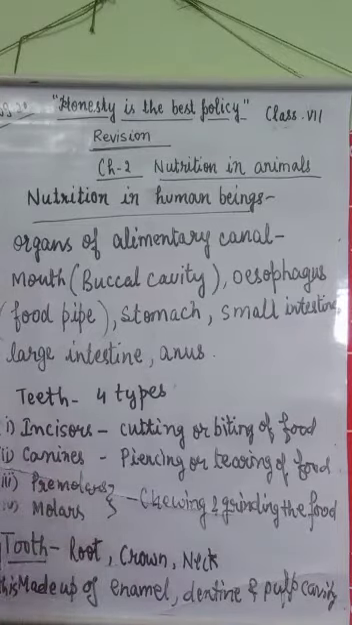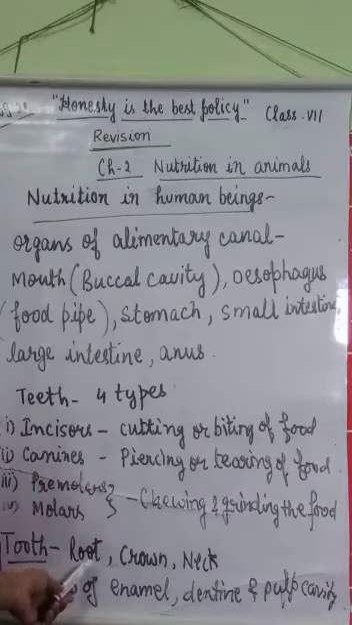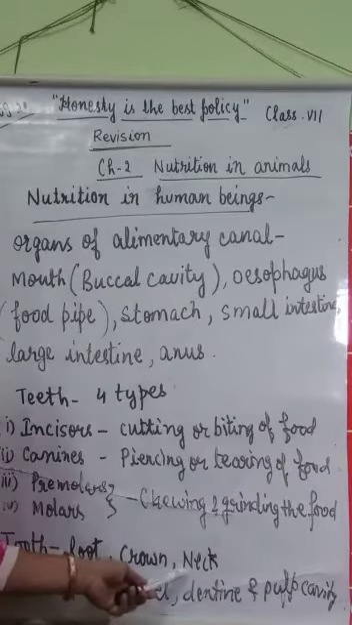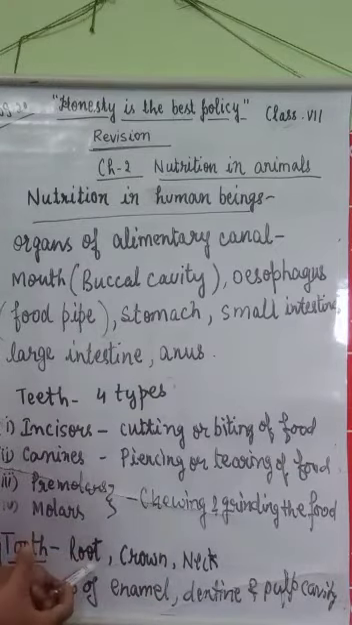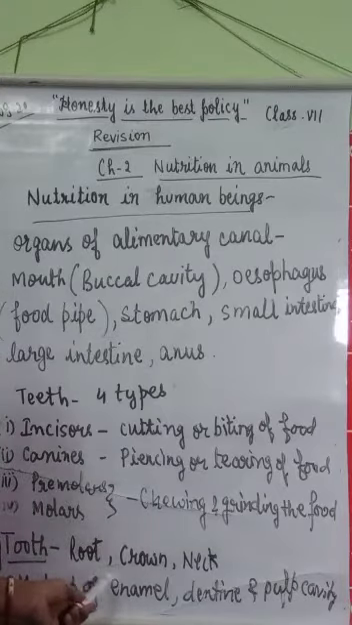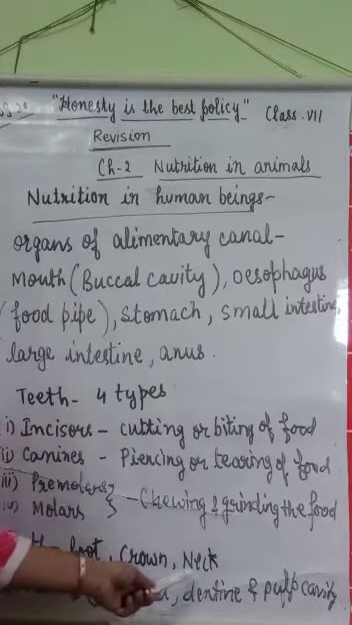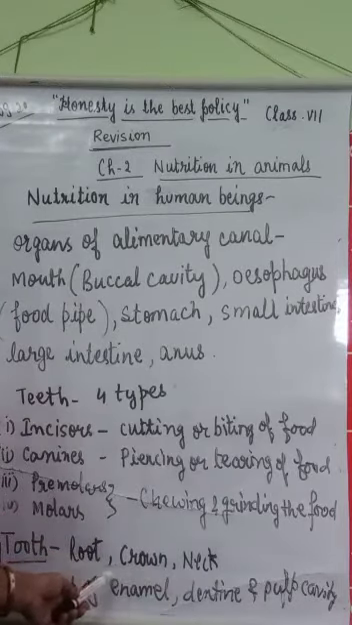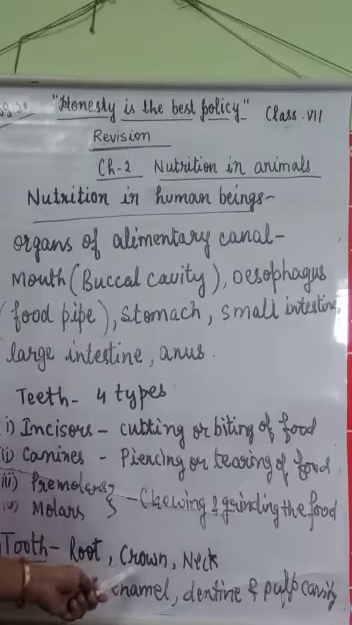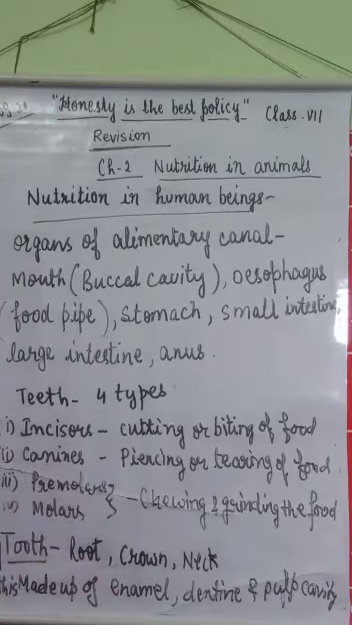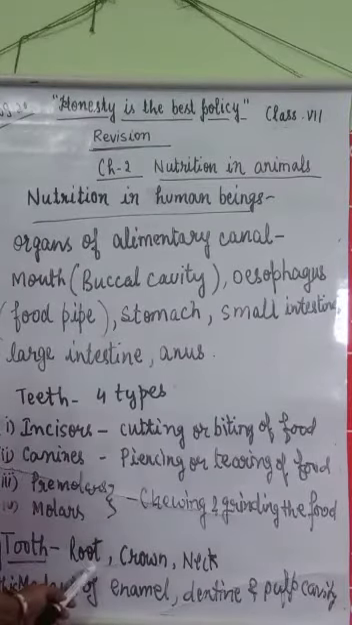And the structure of a tooth. A tooth has 3 different parts: root, crown and neck. The part of the tooth that is embedded into the jaw is known as the root. The top part of the tooth is known as the crown, and the part between the root and crown is the neck.